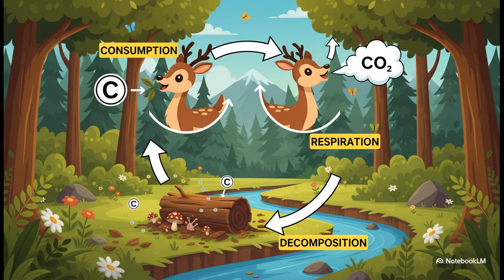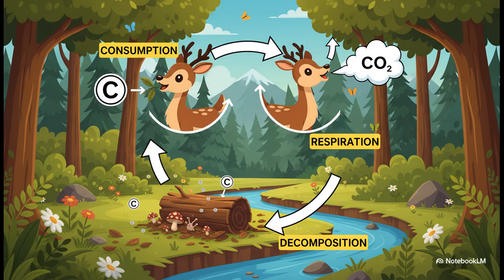So that's one half of the equation. The other half? Well, animals come along and eat those plants, right? So the carbon becomes a part of their bodies. And then, every time we breathe out, we're releasing carbon dioxide back into the air. That's respiration. And of course, when plants and animals die, all the little decomposers get to work, breaking them down and sending that carbon back into the soil and the atmosphere.